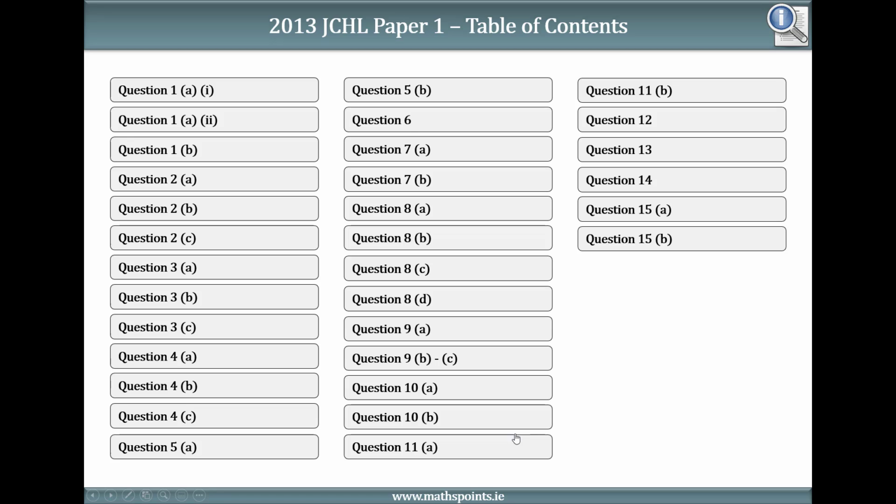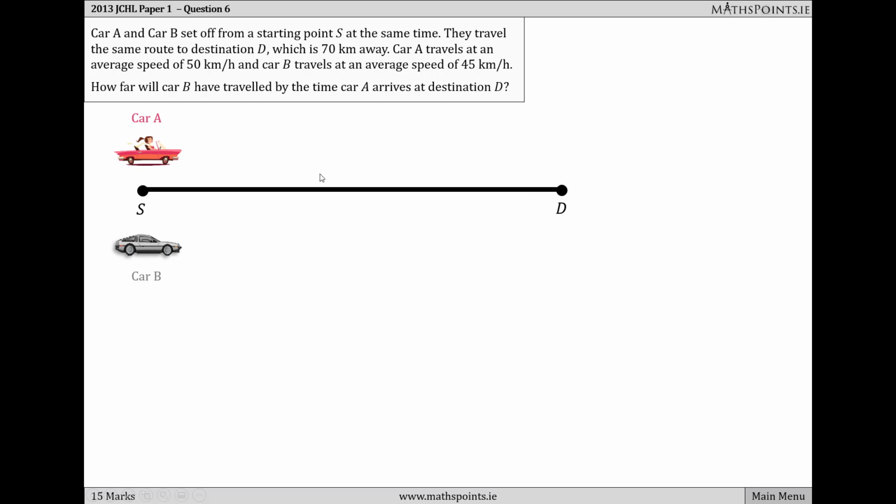Okay, so we're going to have a look at this distance, speed and time question from the 2013 Junior Cert Higher Level Paper 1. So it's question 6, and we've been told that car A and B set off from a starting point S at the same time. They travel the same route to destination D, which is 70 kilometers away. Car A travels at an average speed of 50 kilometers per hour, and car B travels at an average speed of 45 kilometers per hour.